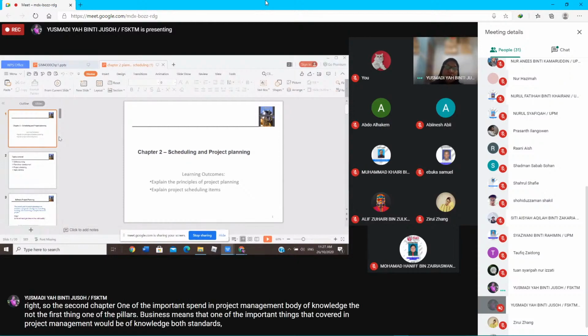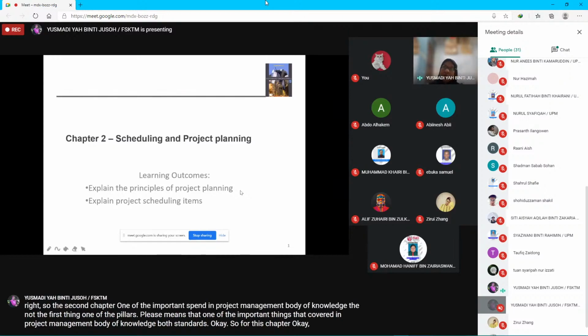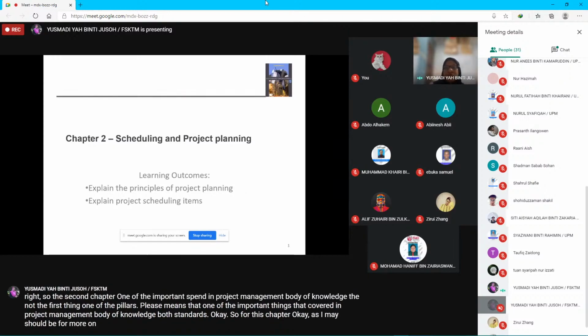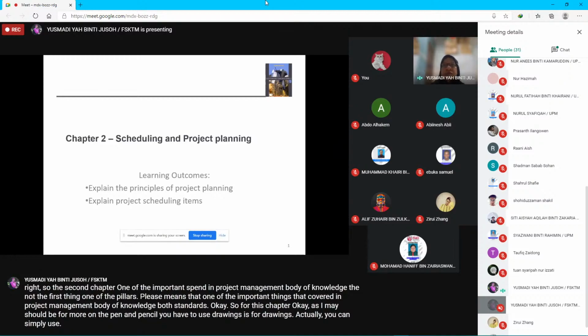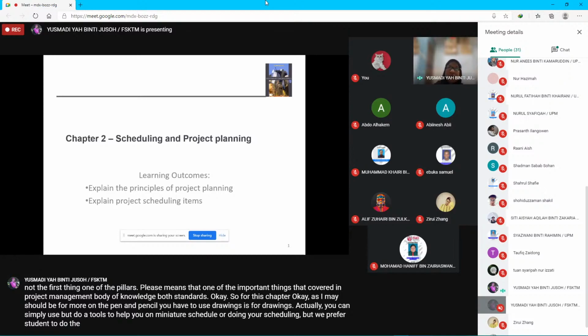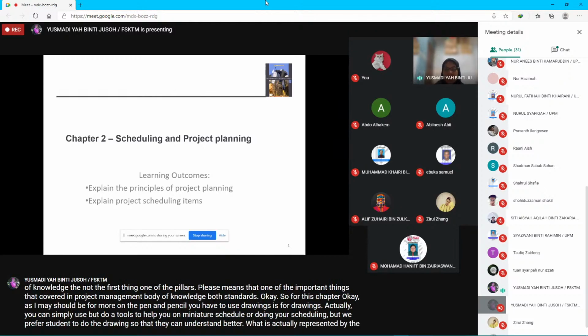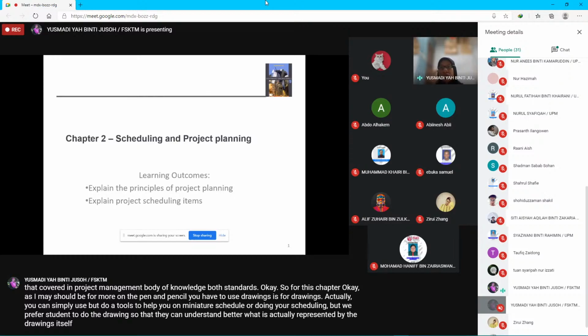standards. Okay, so for this chapter, as I mentioned before, it is more on the pen and pencil, you have to use drawings. It's for drawings actually. You can simply use tools to help you manage your schedule or do your scheduling. But we prefer students to do the drawing so that they can understand better what is actually represented by the drawings itself, or the notation.